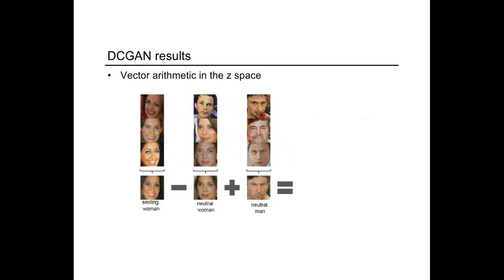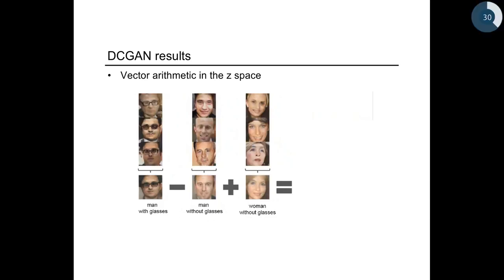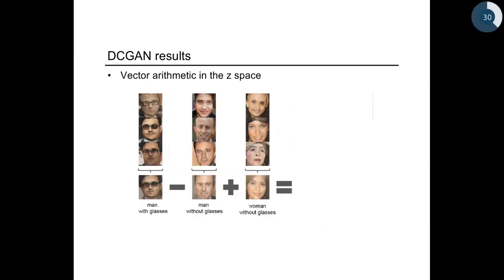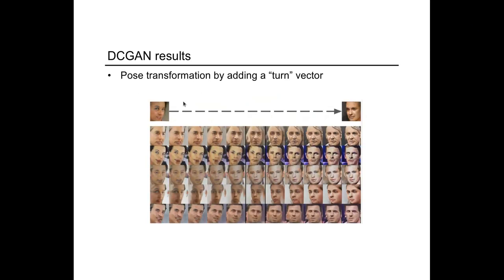Let's look at the vector arithmetic in the Z space. We have a smiling woman minus neutral woman plus a neutral man, which produces, let's see what. We can also use DCGAN for pose transformation by adding a turn vector. So at the input we have these kinds of inputs, where there are images of men with and without glasses, and images of women without glasses, and these inputs are used to generate fake outputs where the purpose of the generator is to produce a turn in the pose.